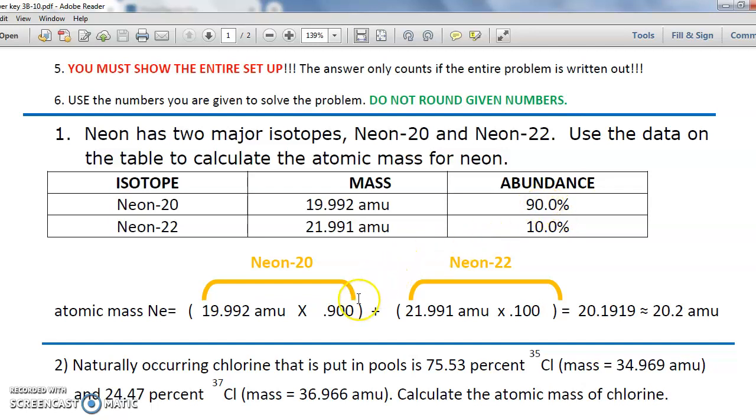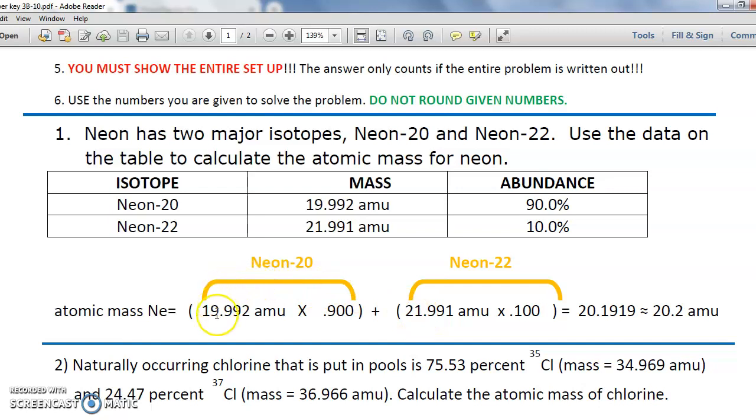If this has 2 zeros, we write the 2 zeros there as well. You don't get rid of zeros because we use those zeros to decide how many numbers to keep in our final answer. In other words, how to round our answer. Neon 22 is the other isotope. 10% of them are neon 22, but we take 10 and divide it by 100, which is the same as sliding the decimal 2 to the left. We get 0.100. And the mass of that one is 21.991.